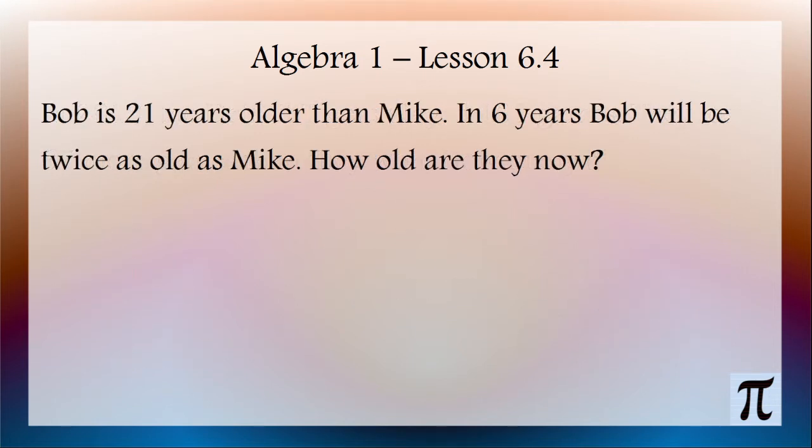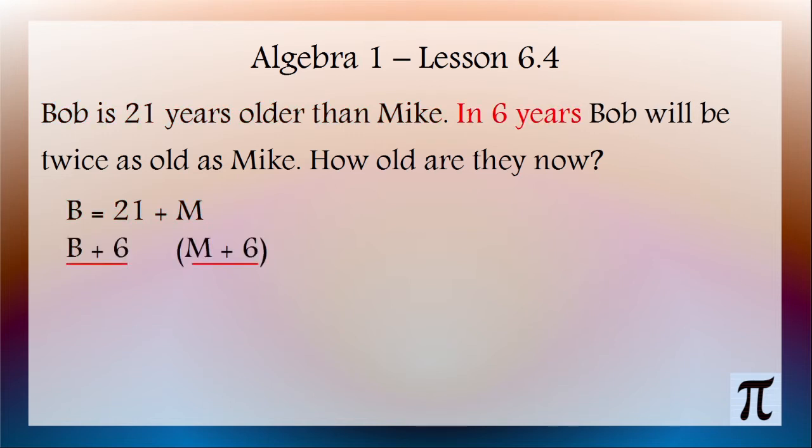Here's a different example. Bob is 21 years older than Mike. In 6 years, Bob will be twice as old as Mike. How old are they now? So let's dissect the words and try to make some equations. Bob is 21 years older than Mike. So we know that the B for Bob would be equal to 21 plus whatever Mike's age is, m. So that's one equation.